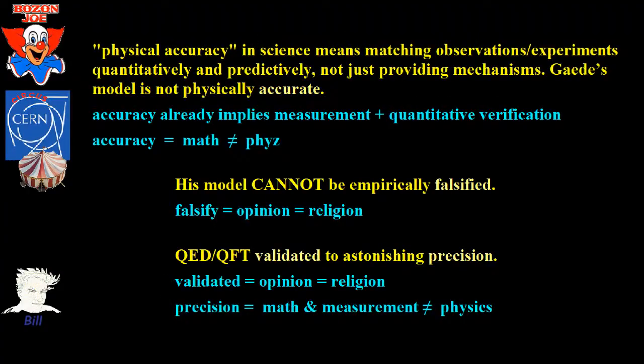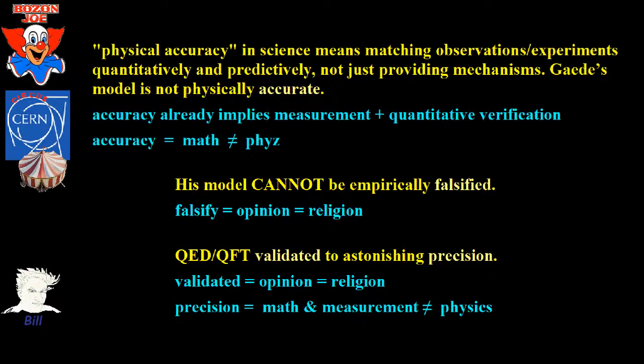And he also raises the issue of accuracy. He said physical accuracy in science means what? Matching observations, experiments quantitatively. Yes, he's talking about quantities. And predictively, again, quantities, predictions, that's all he's got in his mind, not just providing mechanisms. Yes, we're interested in mechanism. We're interested in explanations. He says gauge model is not physically accurate. Well, I don't know what that means. Accuracy already implies measurement. You're already talking about math. It's got nothing to do with physics. Accuracy equals math, which is not equal to physics.